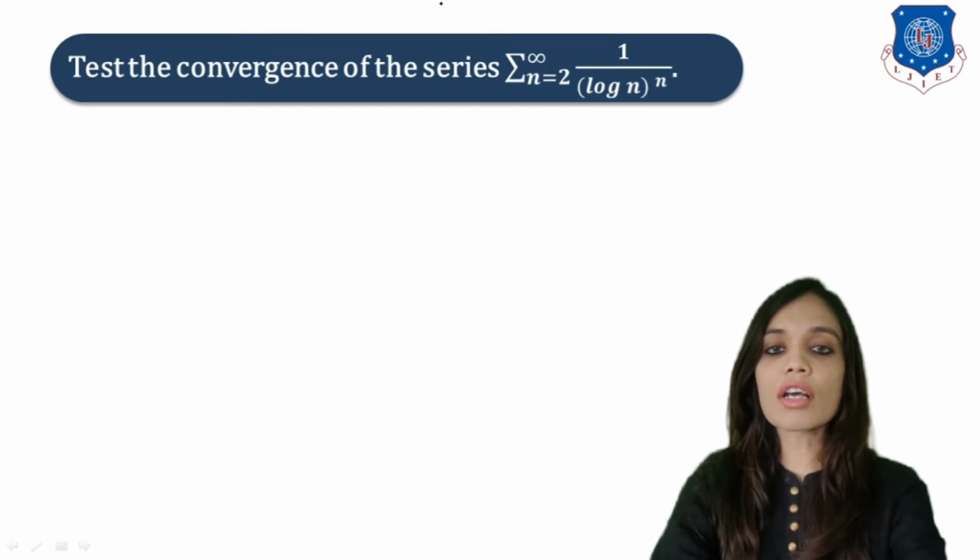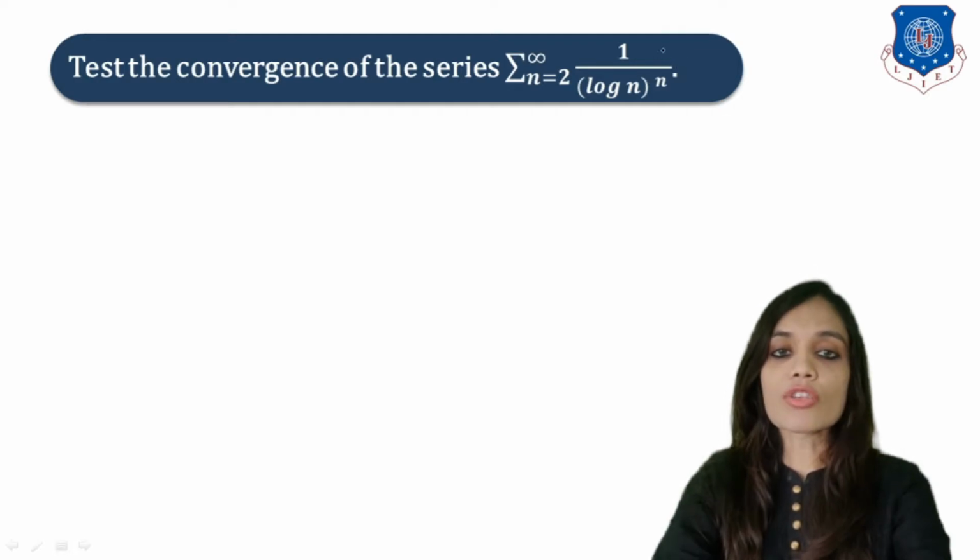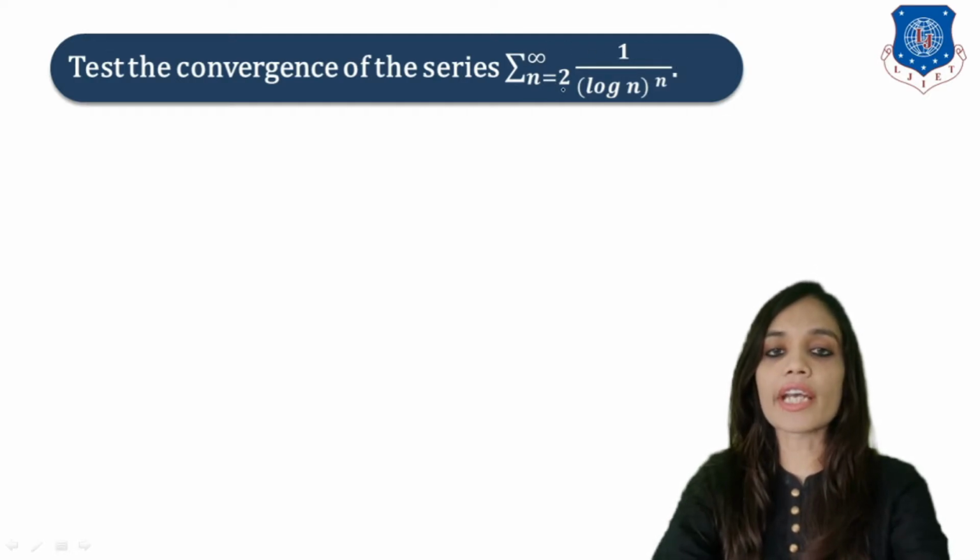Firstly, we have to test the convergence of the series summation n equal to 2 to infinity 1 upon log n whole raised to n. Here the series is starting from n equal to 2 because if we put n equal to 1 here, we will get 1 upon log 1. But the value of log 1 is 0. So 1 upon 0 will give us infinity. So our series is undefined at n equal to 1.